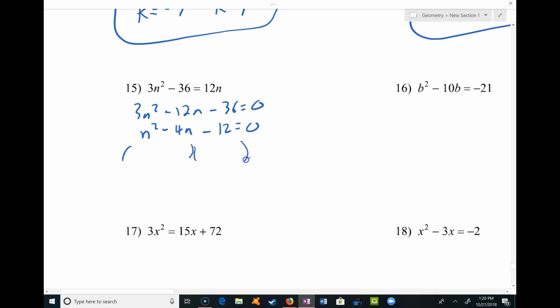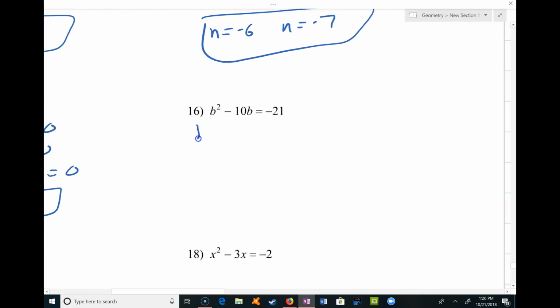Now, can I factor? Looking for factors of 12 that have a difference of 4. That sounds like 2 and 6. And I want the 6 to be negative and the 2 to be positive. So that means my solution would be n equals -2 and n equals 6.